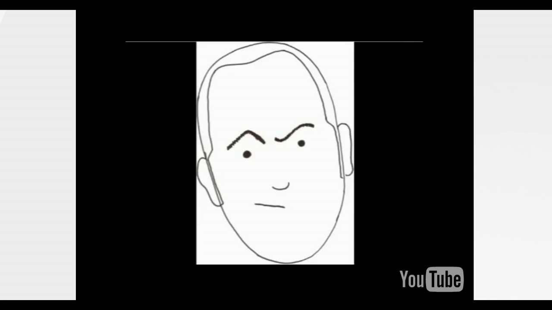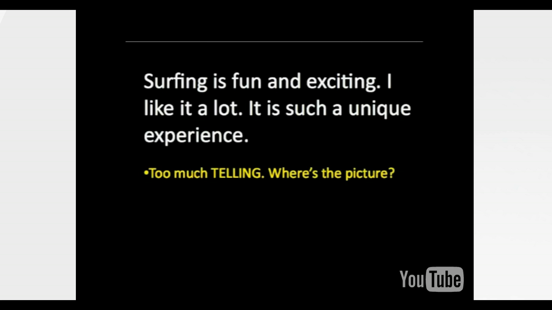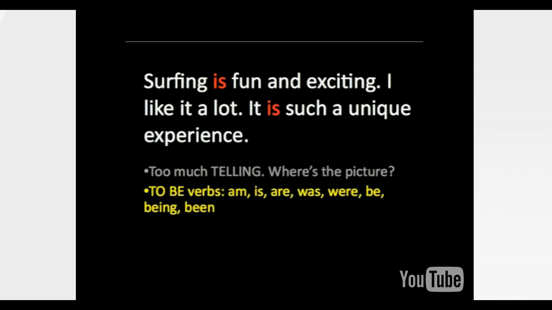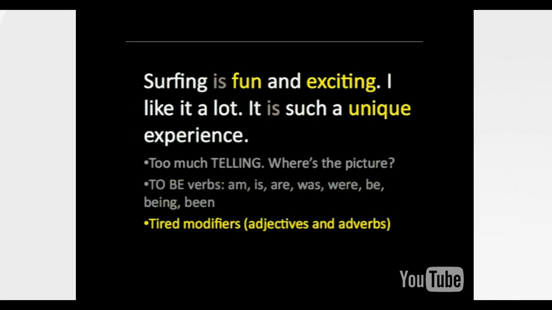I read descriptive writing like this and I'm not very happy because there isn't much description. There's too much telling or literal language stating exactly what the writer means. There's no imagery attached. In other words, where's the picture? Also, verb choice is probably the single most important aspect of descriptive language, and when you have to-be verbs, am, is, are, was, were, be, being, been, those should be red flags that you've got literal language and a chance to add more description. Think about your modifiers as well.